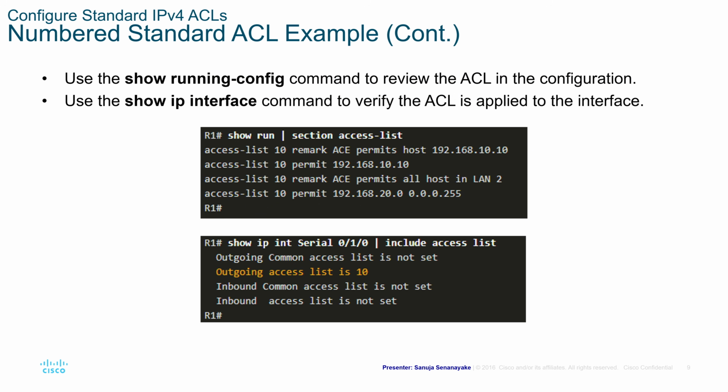You can use the command show running-config to review your ACL configuration. You can also use the show ip interface command to verify that the ACL is applied to the proper interface. If you run show run and pipe it to select anything starting with access-list, it is going to display all the access lists that you have configured. And if you run show ip interface for whichever interface you attached your ACLs to and pipe it to include access list, it will display the access list that is attached to that serial interface 0/1/0. That's what is showing at the bottom of your screen here.